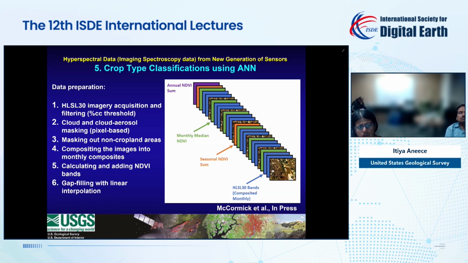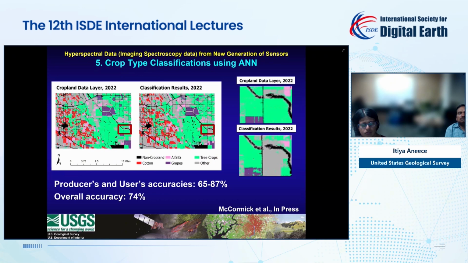And here are the results. So we have the cropland data layer as reference to the left here, and then the classification results for 2022. We had overall accuracy of 74%, and producers and users accuracies of 65 to 87%.